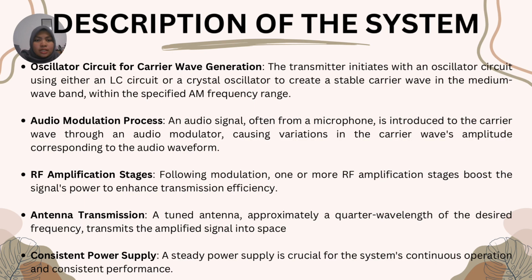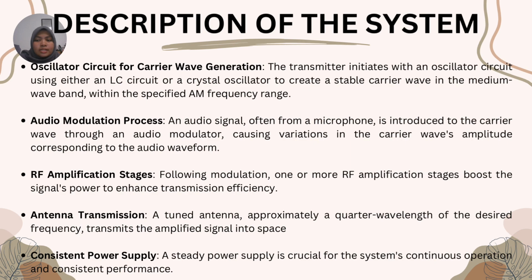An audio signal, often from a microphone, is introduced to the carrier wave through an audio modulator. It will cause variation in the carrier wave amplitude corresponding to the audio waveform. After that, it will continue with the radio frequency amplification stage. Following modulation, one or more radio frequency amplification stages will boost the signal power to enhance transmission efficiency.